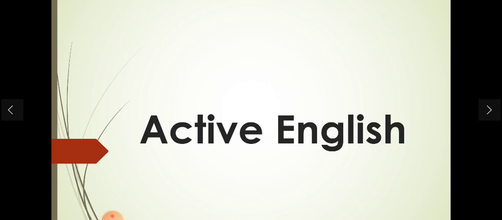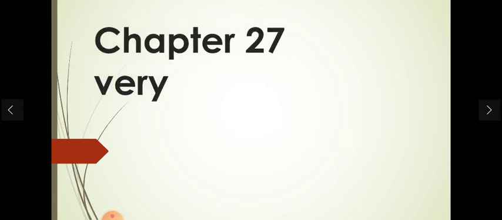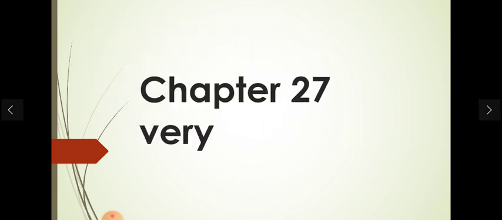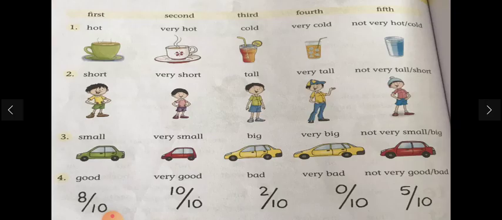Today we are going to do chapter number 27 of Active English, which is "very". Here we are going to learn how a single word changes the whole meaning of the sentence. I'm going to show you the first example. Here are some pictures which are given in your book.